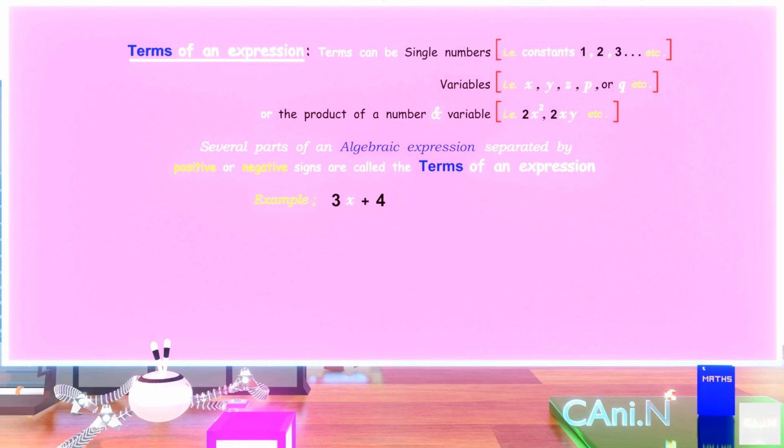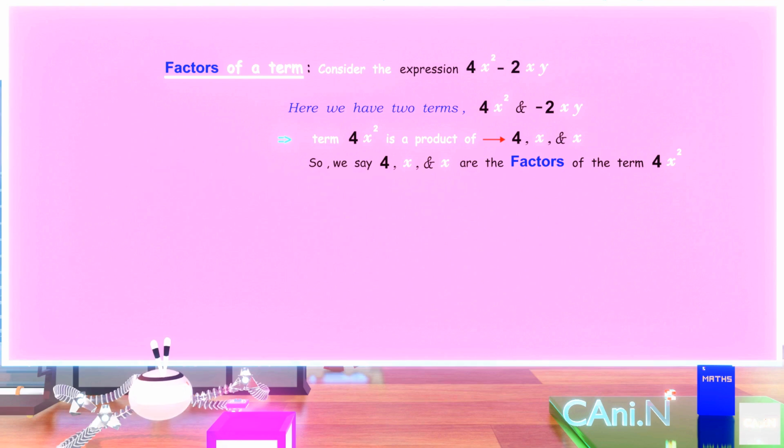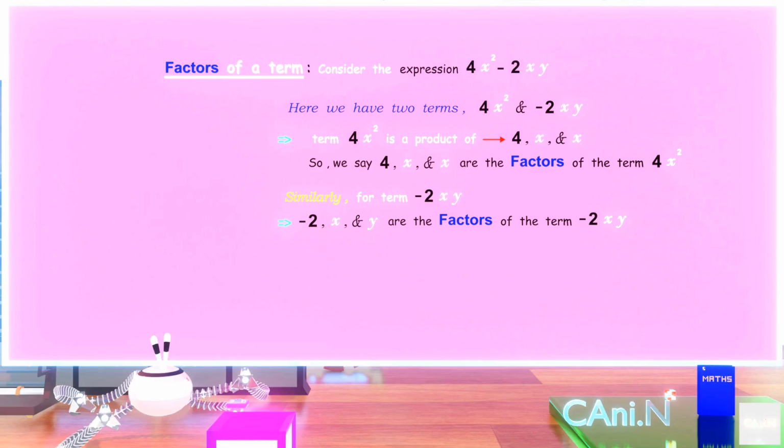Example: 3x plus 4. Here, we have two terms. Let's say 3x as term 1 and 4 as term 2. Now, factors of a term. Consider the expression 4x squared minus 2xy. Here, we have two terms, 4x squared and minus 2xy. Term 4x squared is a product of 4x and x. So we say 4x and x are the factors of the term 4x squared. Similarly, for term minus 2xy, minus 2x and y are the factors of the term minus 2xy.